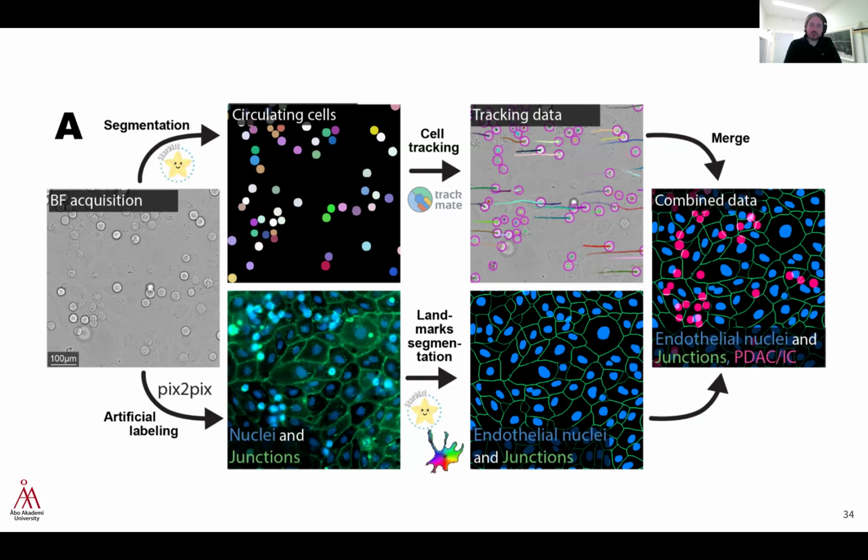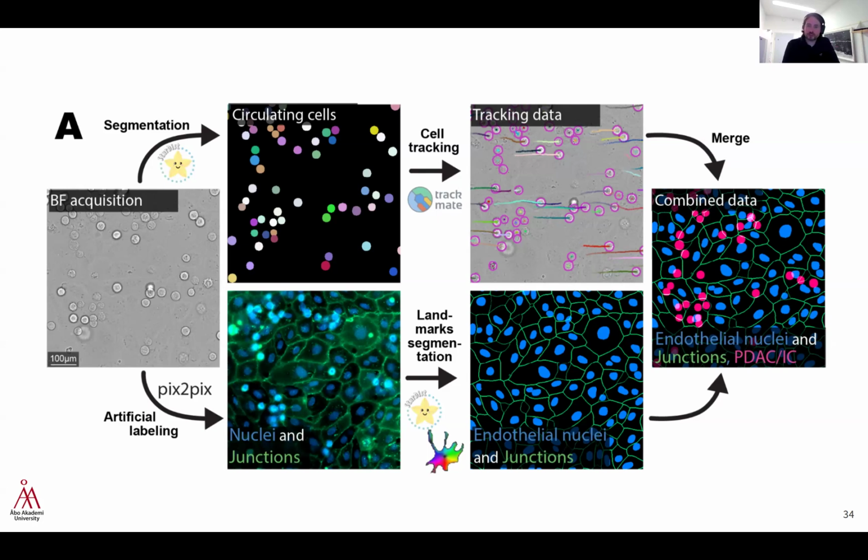And so this is where we start to use again some of the deep learning image analysis strategy I was mentioning, especially the artificial labeling. So here you have the bright field data, and from there we can identify the circulating cells and we can track them. But we can also, from the bright field data, predict what cell-cell junction and nuclei staining will be like using, in this case, pix2pix, so artificial labeling tools. And then from there, segment the endothelial cell as well as their nuclei with a fairly high degree of accuracy.